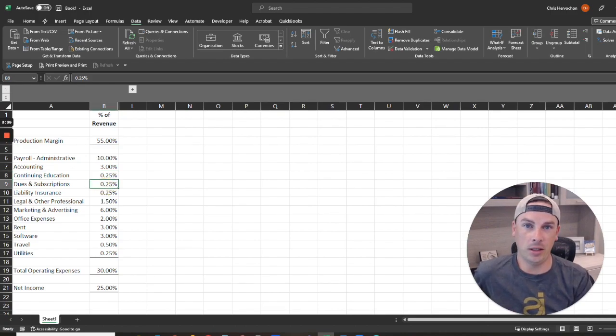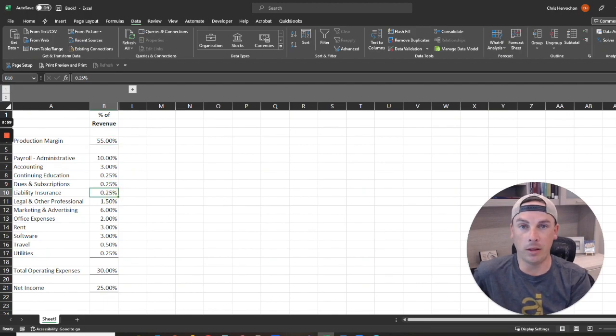Dues and subscriptions, these are going to be like industry organizations, things like that. Again, 0.25% of your revenue. Liability insurance, this is going to be your general liability insurance, your cyber, E&O, umbrella insurance if you've got it, all of the various insurances that are not tied to health insurance. Health insurance is going in here, and it's also going to be in here in the production-related payroll.